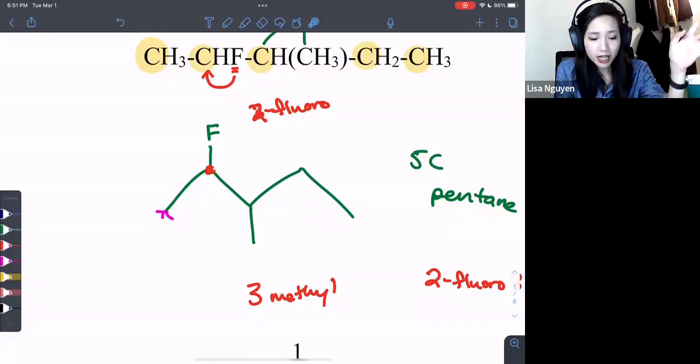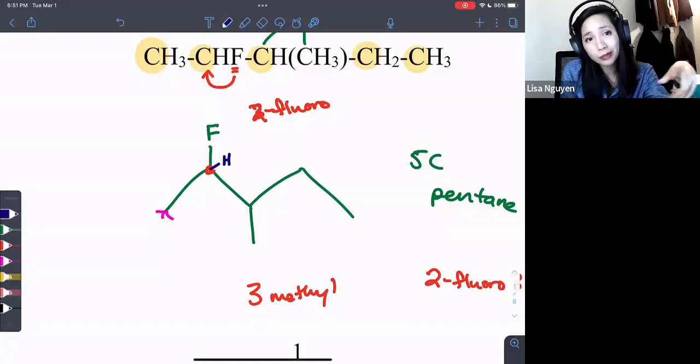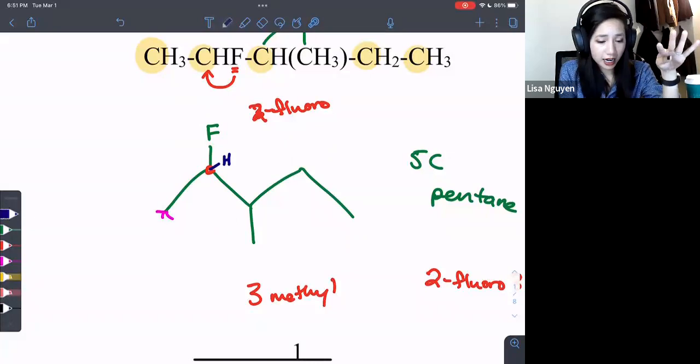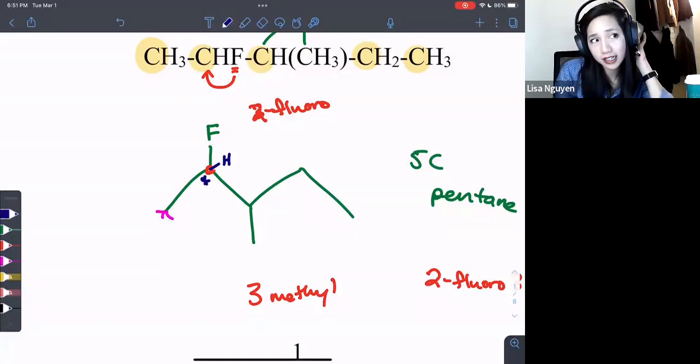But if we go to the next carbon, if we look at this carbon, it has a methyl group. It has a fluorine group on it. It has a hydrogen that is implied because it needs 4 bonds. And then it has this dangly bit off of it. So this is a chiral carbon. That carbon is chiral because there are 4 unique things attached to it.